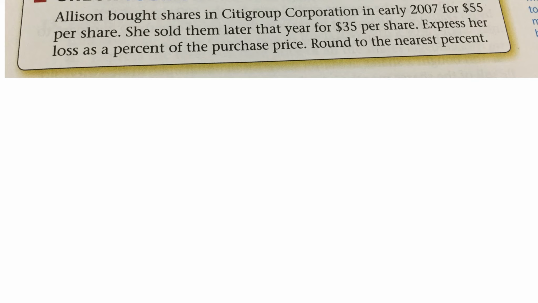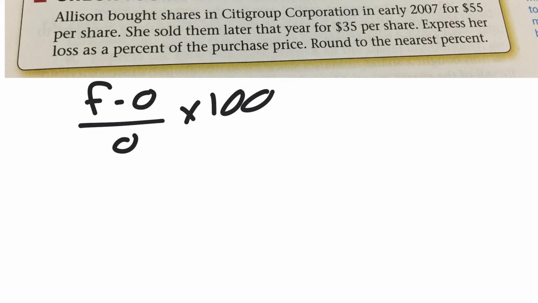Okay, now let's go over our answer. Allison bought shares in Citigroup Corporation in early 2007 for $55 per share. She sold them later that year for $35 per share. Express her loss as a percent of purchase price, round to the nearest percent. So again, we're looking for final minus original divided by original times 100. But this time it's going to be a loss because she bought it for $55 and sold it for $35. So we expect a negative percent.